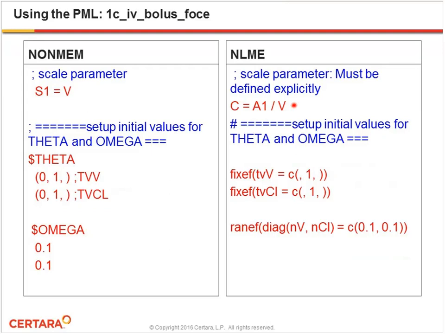Okay, we also need initial estimates for theta and omega. These are set here in the $THETA and $OMEGA records. The equivalent in PML code would be the fixef and ranef statements, shown here. Obviously, the ranef statement is equivalent here with a diagonal structure of the omega matrix. And we have the initial values, which is 1 for the fixed effects and 0.1 for the random effect.